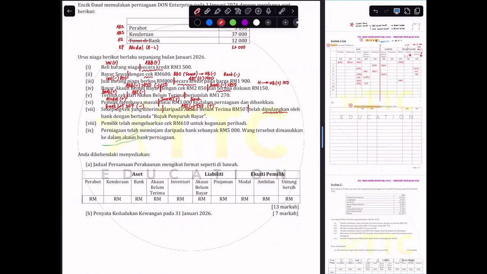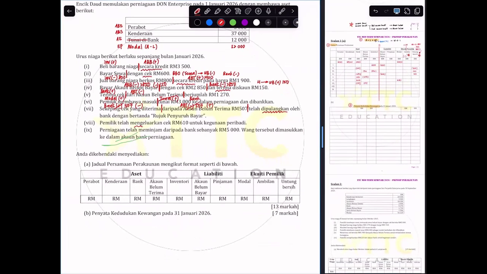Pemilik telah mengeluarkan. Mengeluarkan means take out. But can I straight away call it ambilan when I see take out, without checking the rest of the question? Can I? No, I need to make sure there is a specific term. There is a clear term telling for personal use, can only conclude as ambilan, right? So this is not ambilan yet. Hold on for ambilan first.